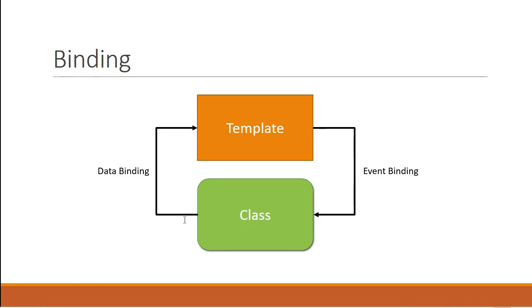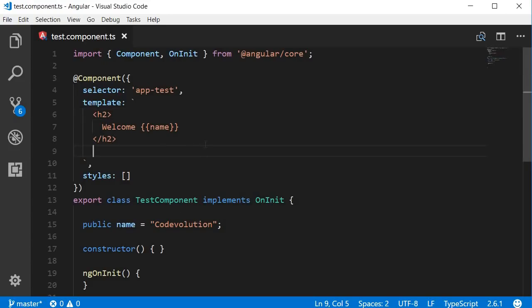I'm going to go back to Visual Studio Code, and in the template, let's say we have a button with the text greet. When the user clicks on this button, we want to display welcome to Code Evolution. So we need to listen to the click event on this button, and here is the syntax. Within the opening tag of the element, start with the DOM event you want to listen to. In our example, we want to listen to the click event. Then enclose this event within parentheses. To this, assign the corresponding event handler. And this is nothing but a method in the component class.